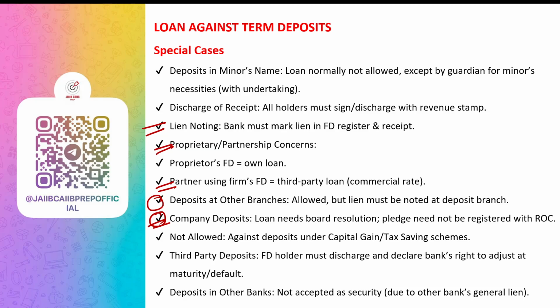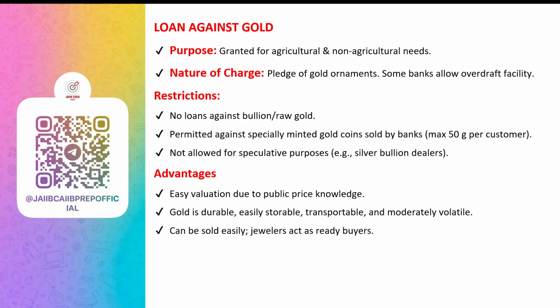They are not allowed. Third party deposits: a loan may be given if the third party FD holder duly discharges the FD receipts and provides a written declaration authorizing the bank to adjust maturity proceeds towards the borrower's loan account. Deposit in other banks: no loan against deposits with other banks is allowed. The reason being, the original deposit bank enjoys a general lien over the deposit and may refuse to register lien in favor of another bank.